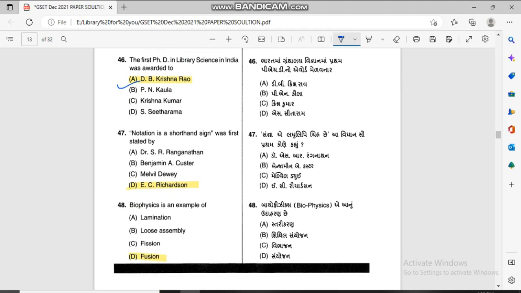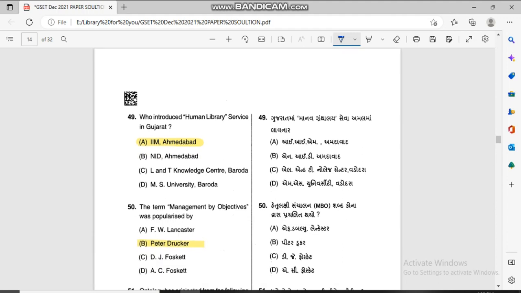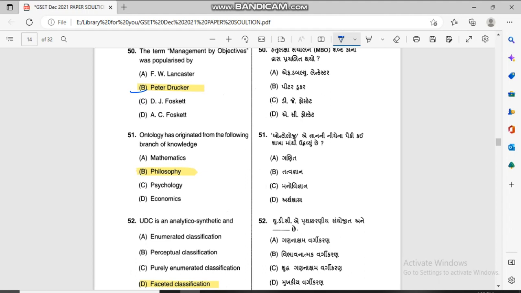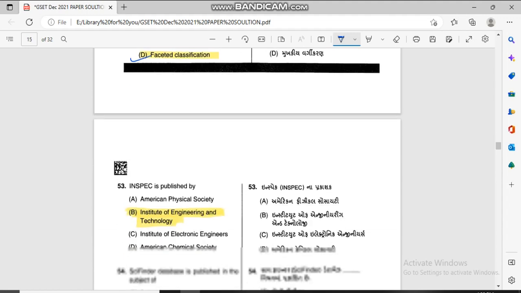Notation is a shorthand sign, first stated by E.C. Richardson. Biophysics is an example of fusion. Who introduced the human library service in Gujarat? IIM Ahmedabad. The term management by objectives was popularized by Peter Drucker. Ontology has originated from the following branch of knowledge: philosophy. UDC is an analytico-synthetic and faceted classification.